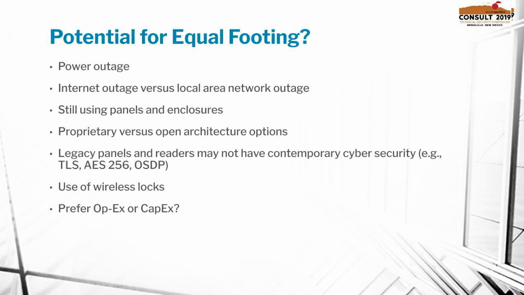And this slide is on the on-prem pros and cons. Obviously, with much of the access control architecture being virtually identical in both systems, it's, what are you doing with the data? Where's the database residing? On all these factors, with power outages and communications outages, you can debilitate the system to a degree. You're still using panels and enclosures, so we still have to have some real estate in the building. You have proprietary and open architecture options with both cloud and on-prem, so they're on equal footing there.